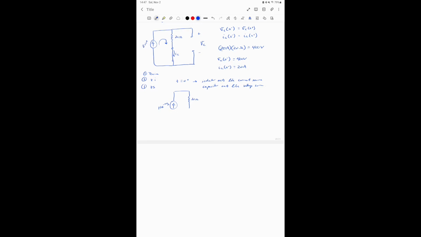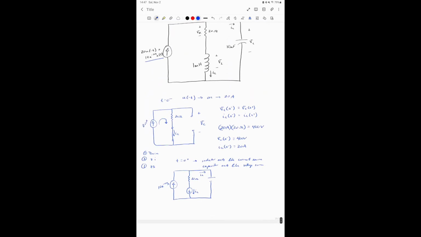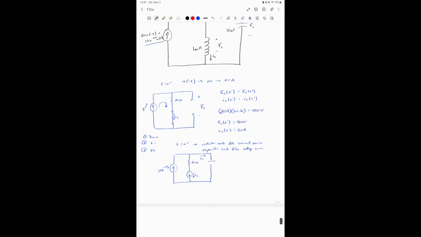Okay, so we're going to have a voltage source, we're going to have a current source. That's really poorly done. And boom. So this is going to be your IL still. This is going to be your IC. And you know, we can mark on our previous thing if we want to. This is your IC right here. So IC of 0 minus is equal to 0.